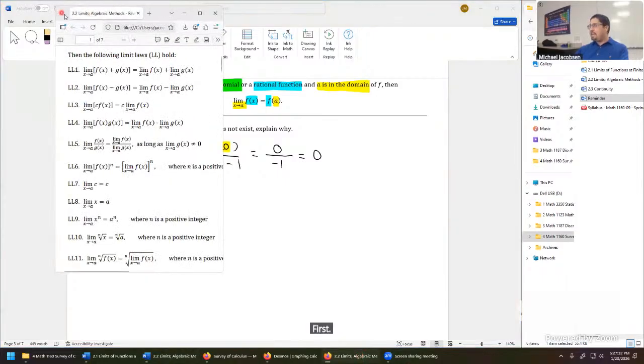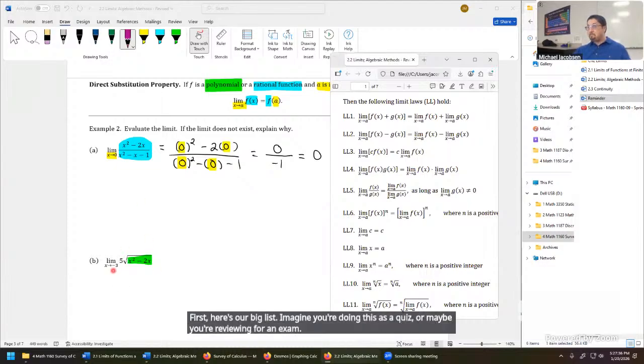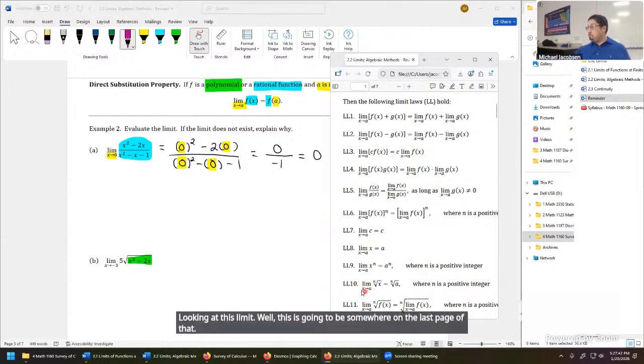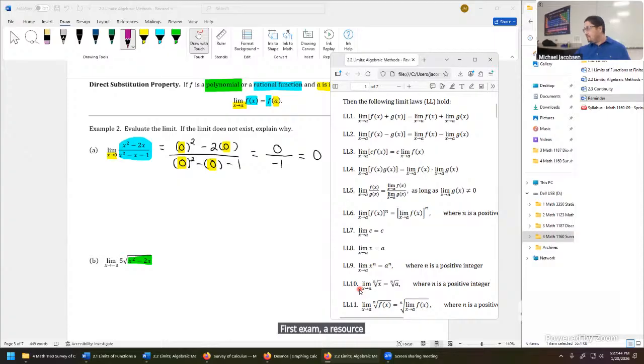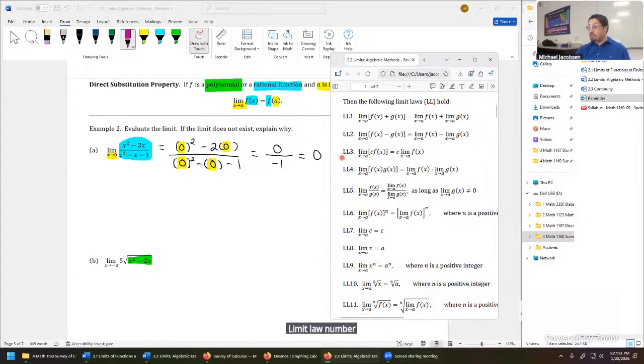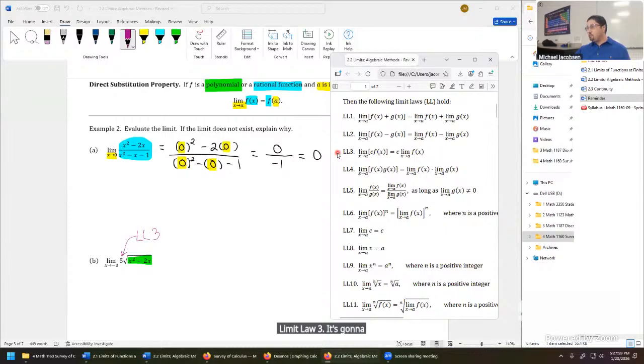First, here's our big list. Imagine you're doing this as a quiz, or maybe you're reviewing for an exam. You're looking at this limit. Well, this is going to be somewhere on the last page of the first exam, a resource on the limit laws. And if you spotted that constant, that would tell you limit law number 3 is a good one to start with. So let's say that here. Limit law 3 is going to handle any confusion with that constant by moving it in front of the limit. So let's break this down instead of doing a lot at once, just to see how this works.